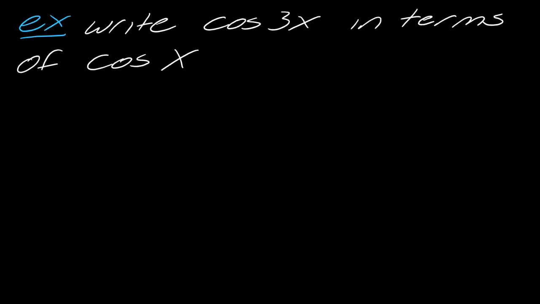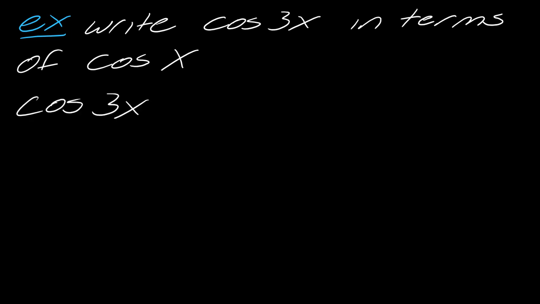Okay, and the last exercise that I have for you is, let's write cosine of 3x in terms of cosine x only. So I want to get rid of the 3, and I want some sort of function that's only in terms of cosine. Okay, so this is where you get a little bit clever with some of these things.